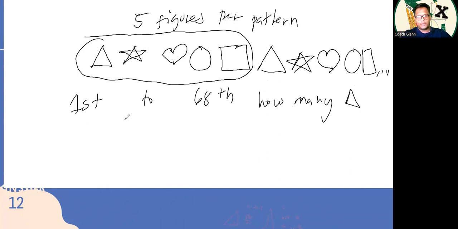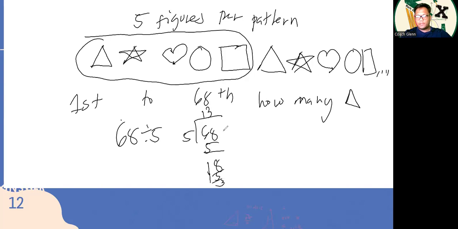So all we need to do is 68 divided by 5. So 6 divided by 5, that's 1. 1 times 5, that's 5. 6 minus 5 is 1, bring down 8. 18 divided by 5 is 3. 3 times 5 is 15. So we have 13, remainder 3. Okay. That means we have a total of 13 triangles.